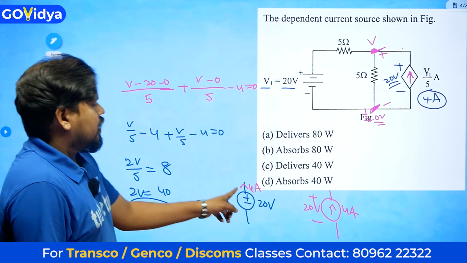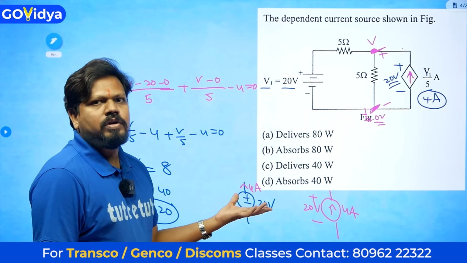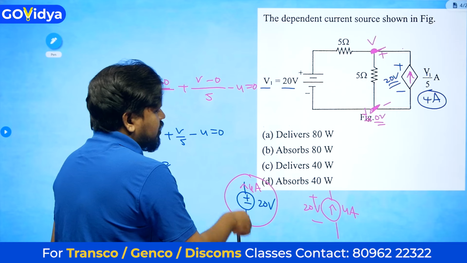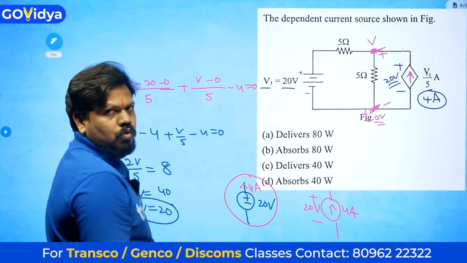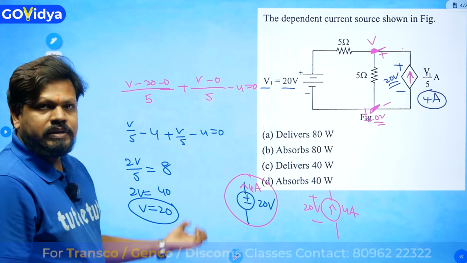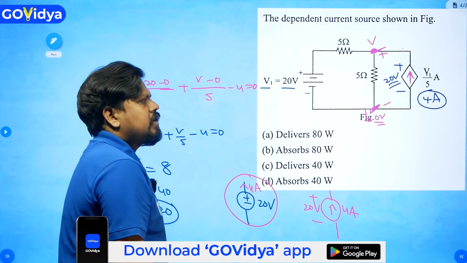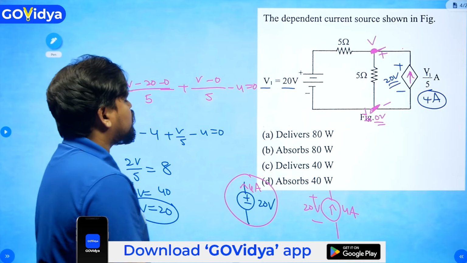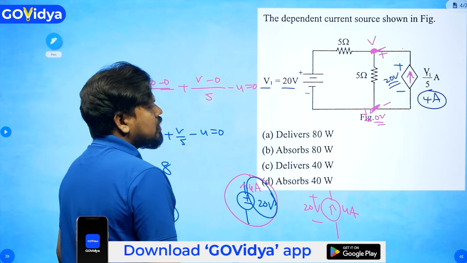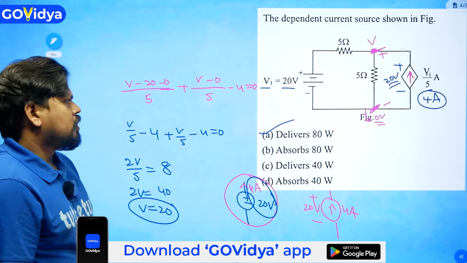A voltage source giving current means it is giving power. If the current direction is inside, towards the plus terminal, then we can understand it is taking power. Now it is giving the current, giving means delivering. How much current, how much voltage? It is 20 into 4, which is 80. So it will deliver 80 watts.